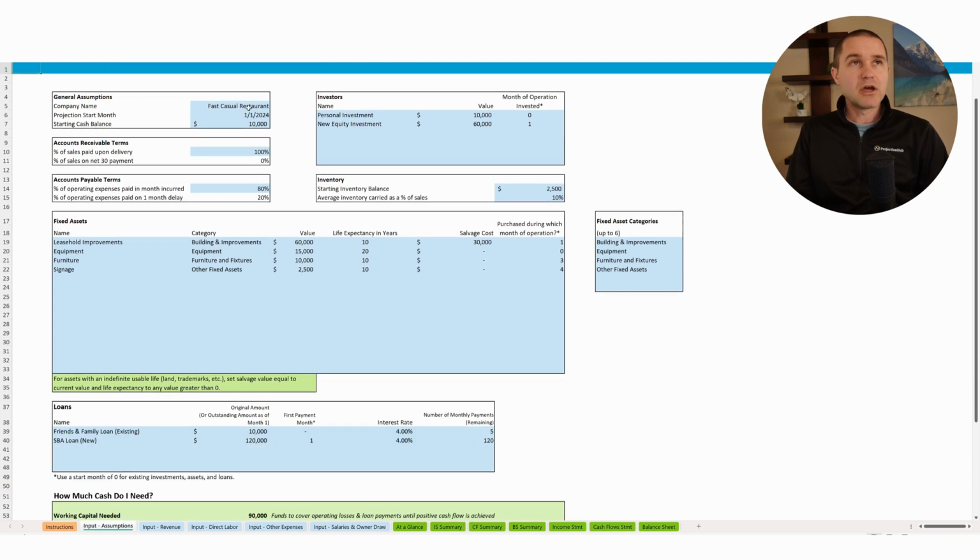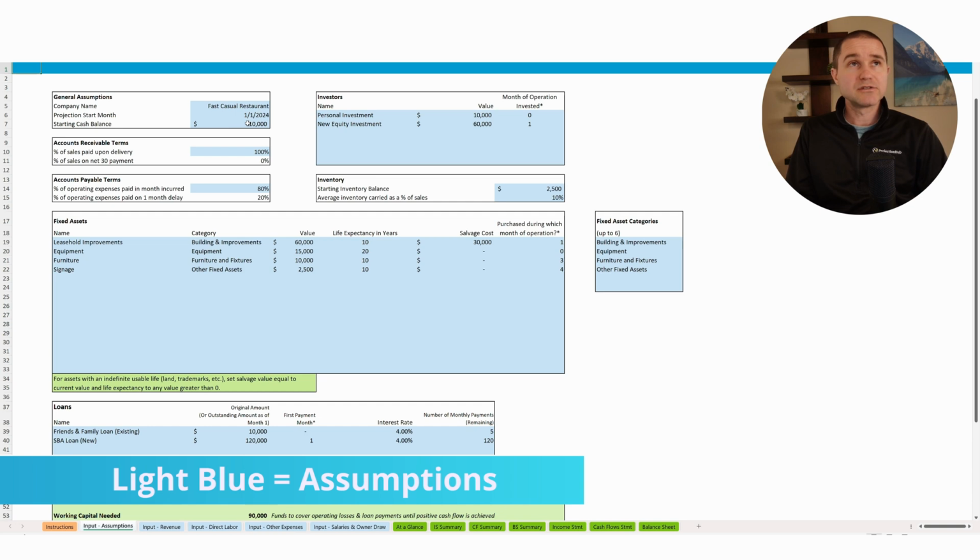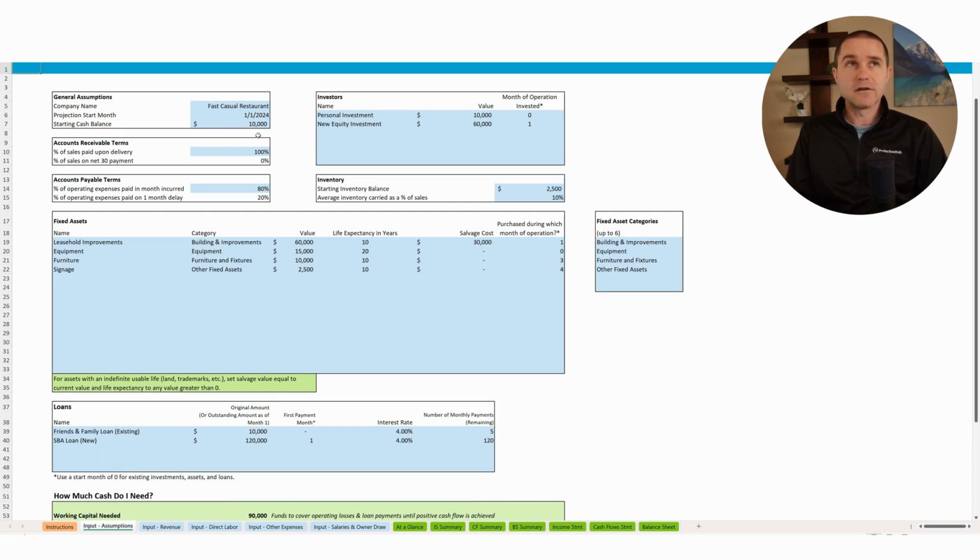And the first thing you need to know is that any cell that's highlighted in blue is an assumption that you can change without breaking anything in the model. So you can set the projection start month, your starting cash balance, how much you're personally going to invest, if you're going to personally invest some into the business. And then if you also have outside investors, you could put that in here as well. So that'd be this new equity investment, which could be from outside investors. And you can select what month in the model that's coming in. So month 1 in the model would be right at the beginning.